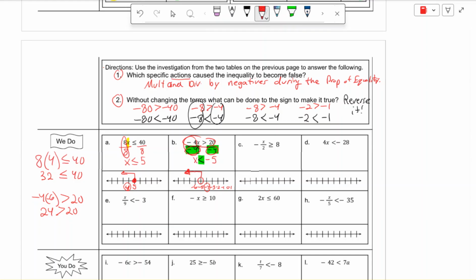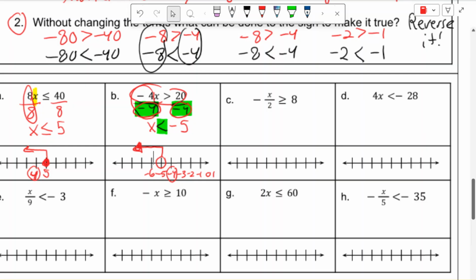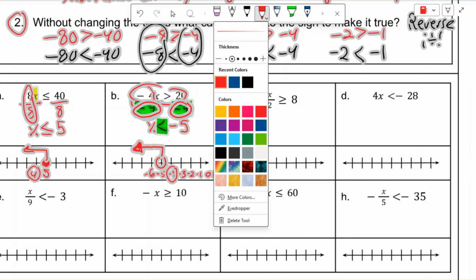Okay, let's try another one. Here is C. We have a missing number right in front of the x.